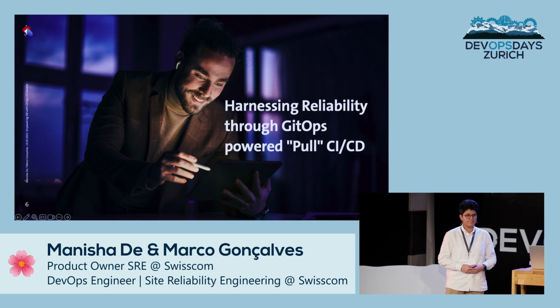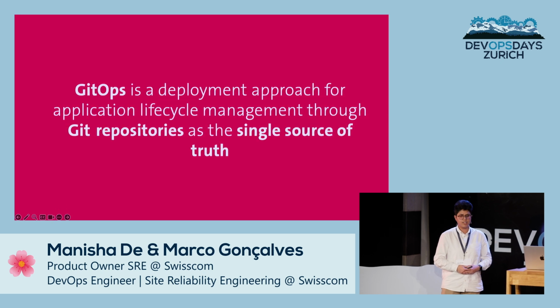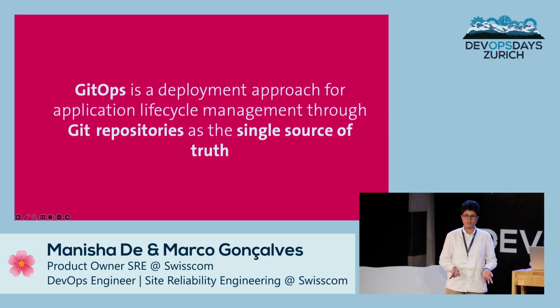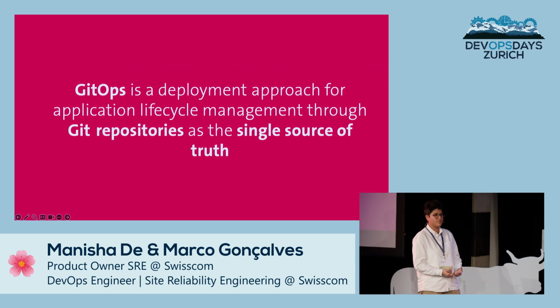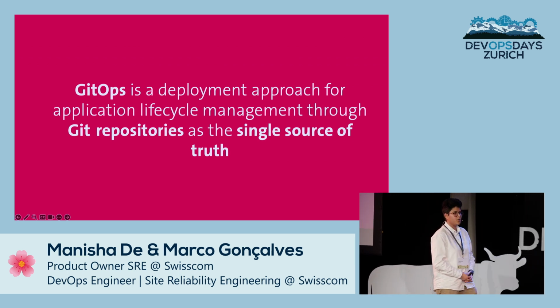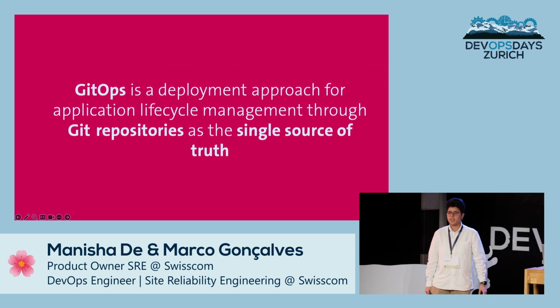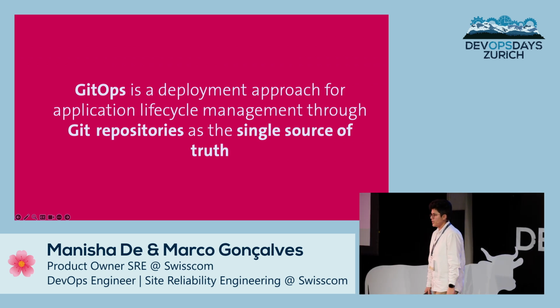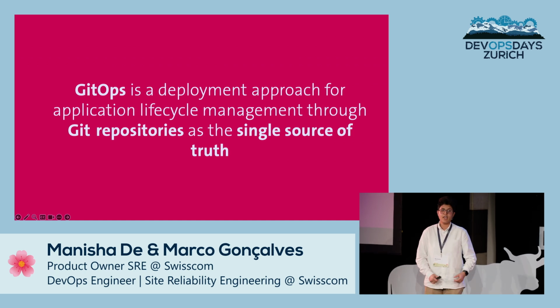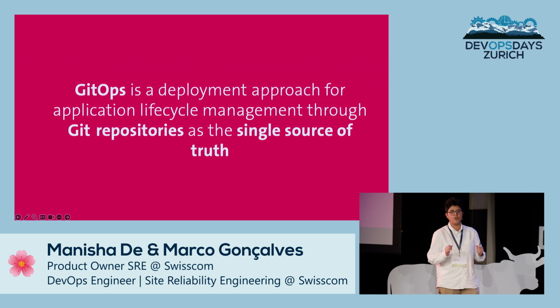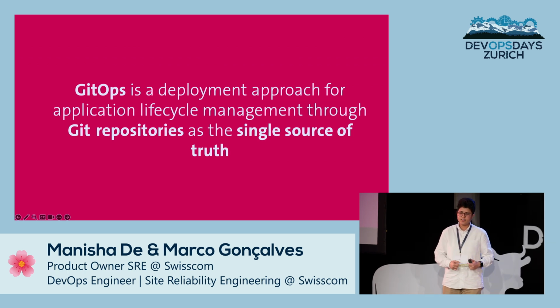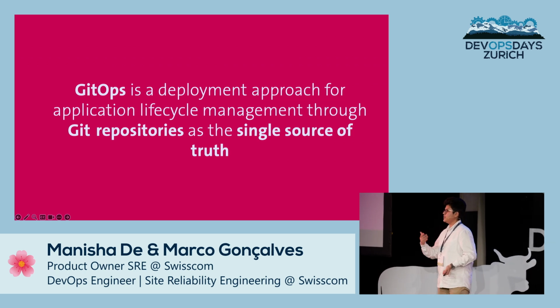So let's talk about GitOps. I think you've already heard about it. You are probably using it quite a lot. So it's nothing fancy. It's more or less a deployment approach which helps us in the lifecycle management of our applications. Interesting part, it helps to maintain Git or your version control system as the only source of truth. And this is what affects our reliability at the end of the day.